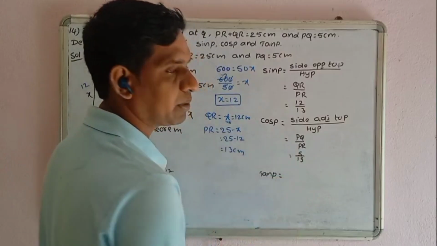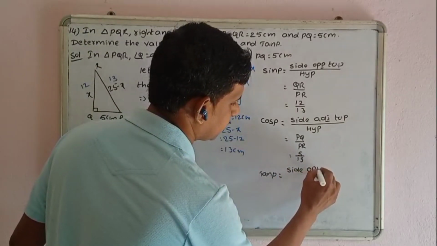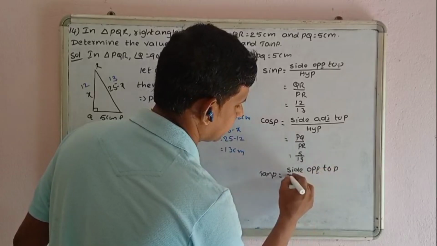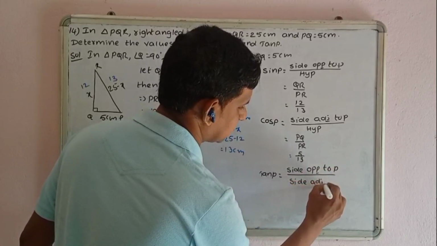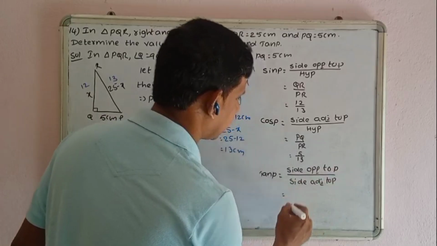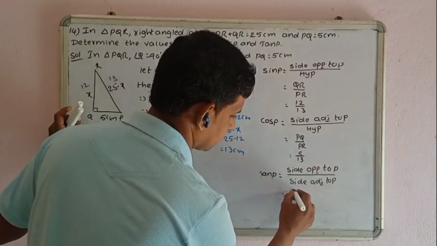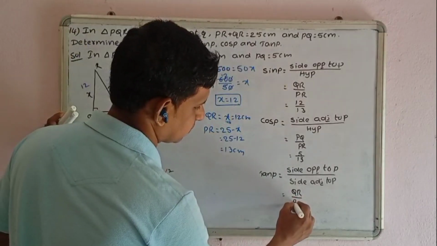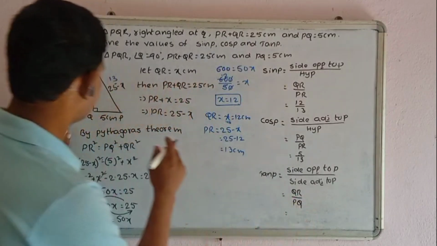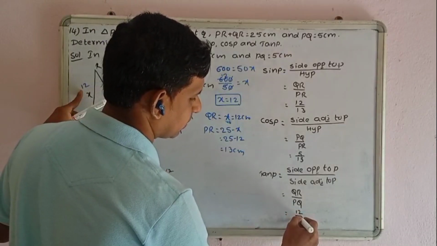Next, the last one is tan P. Tan P means side opposite to P by side adjacent to P. Side opposite to P is QR. Side adjacent to P is PQ. QR value is 12, PQ value 5.